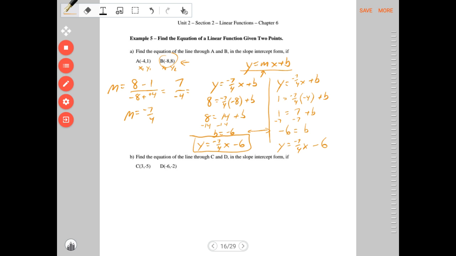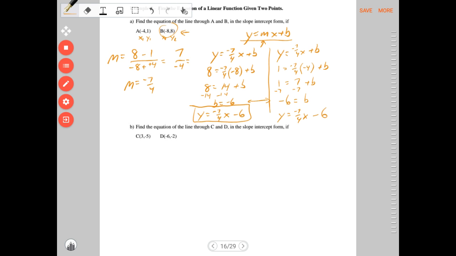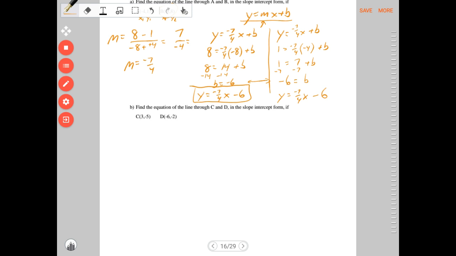So either point you use, you will get exactly the same b. So again, please, please, please, can't stress this enough, never do it twice. Only pick one of the points. They're going to work out to be the same. I just did that to show you. Okay, so let's try it again for B.